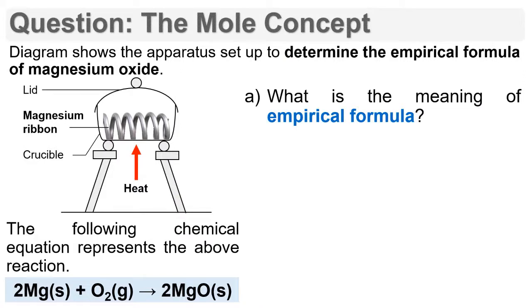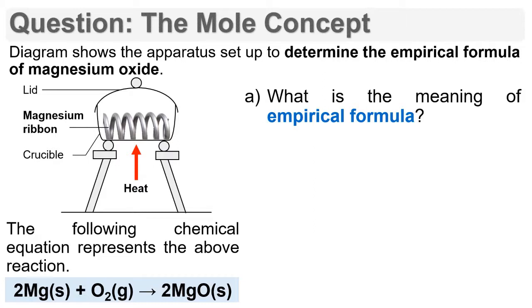Here is a question relating to the empirical formula of metal oxide. Diagram shows the apparatus set up to determine the empirical formula of magnesium oxide. Note that crucible is used. This method is suitable for more reactive metals. Also given in the question is the chemical equation that represents the reaction. From the equation, magnesium reacts with oxygen to form magnesium oxide.